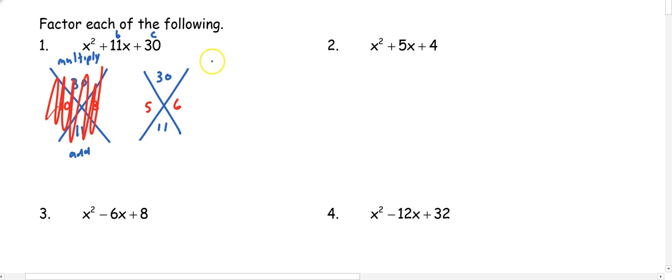So for our variable x, we're going to put one x in each set of parentheses, and then we're going to put one of our factors. Because these are both positive numbers, we are going to have x plus 5 and x plus 6. The sign with the x and the number depends on if the number is positive or negative.